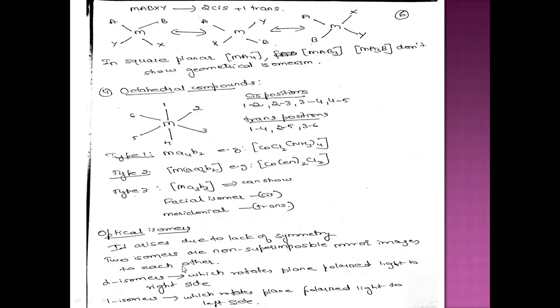That is, two isomers are non-superimposable mirror images of each other. Two compounds, if you superimpose one on the other, should not coincide with each other.